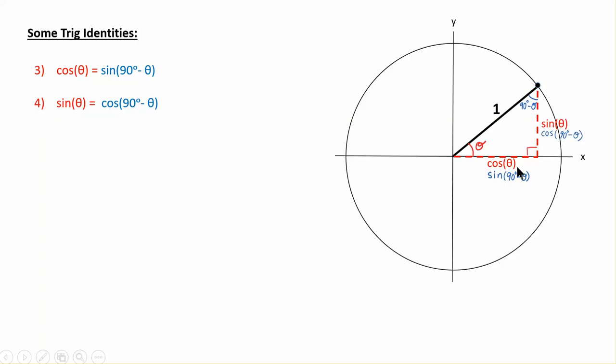But now stare at this picture. We see here that cosine of theta and sine of 90 degrees minus theta must be exactly the same. Likewise, if I look at this side here, sine of theta must be the same thing as cosine of 90 degrees minus theta. So this picture may help you remember these two trig identities.